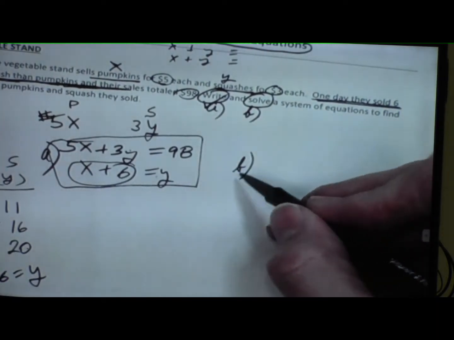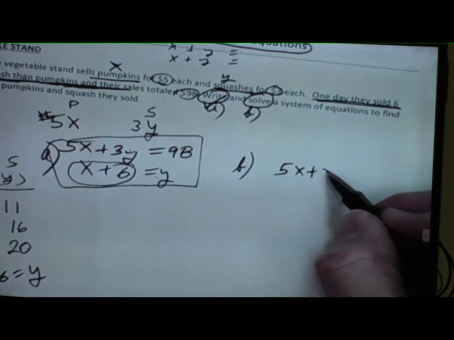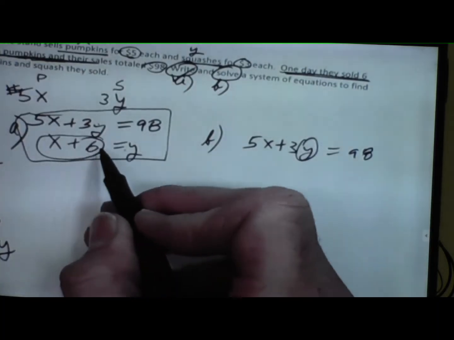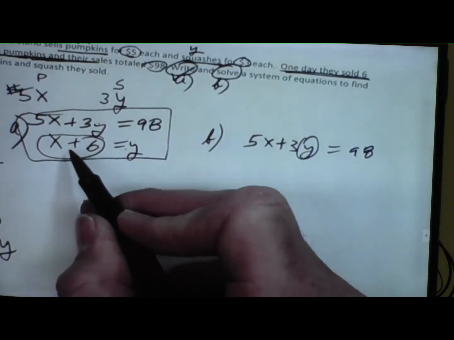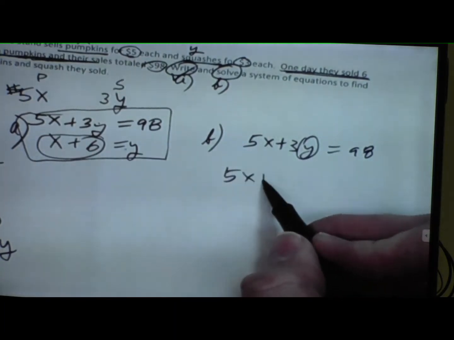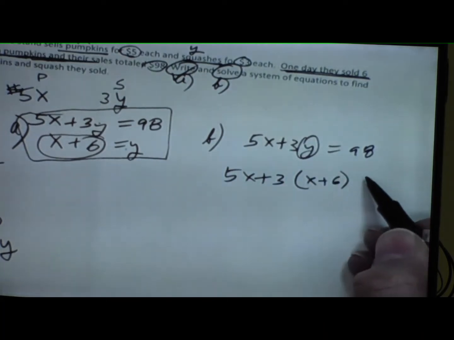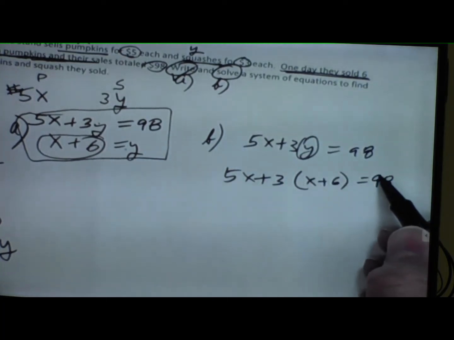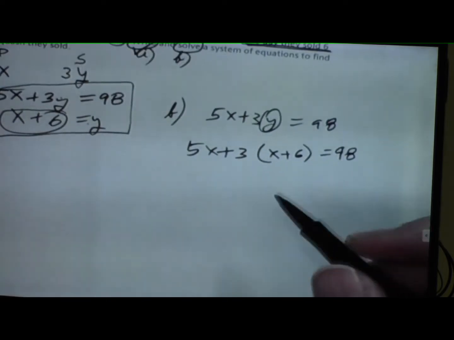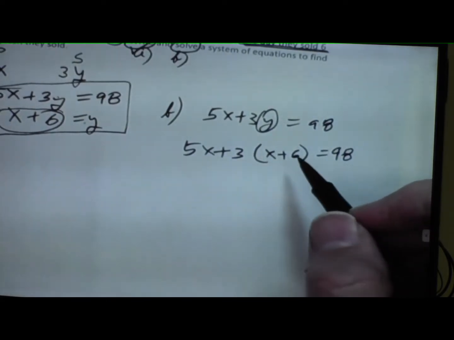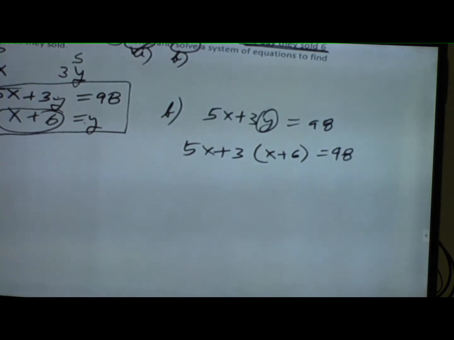So for B, I'm going to do 5X plus 3Y equals 98. But now I'm going to replace that Y with this part because that's what Y is equal to. 8x plus 6 equals 98. Now we only have one variable. We just have x's in there. We don't have any y's. So we can now solve for this and figure out what x is.